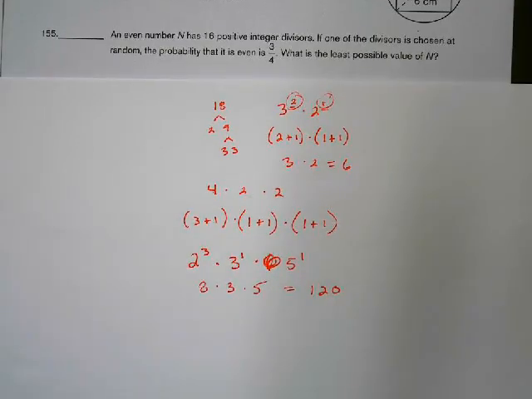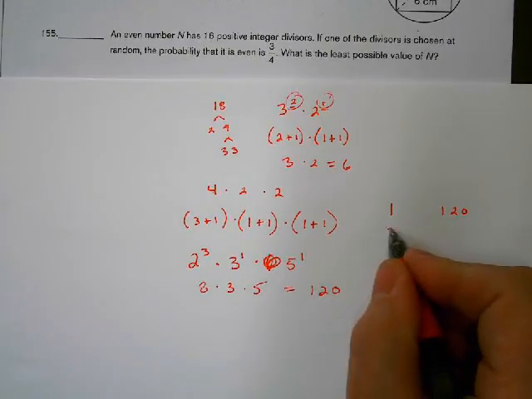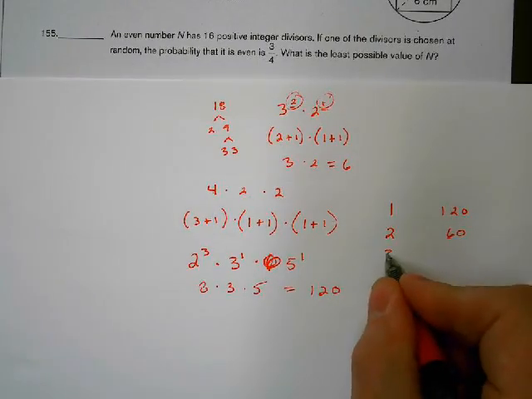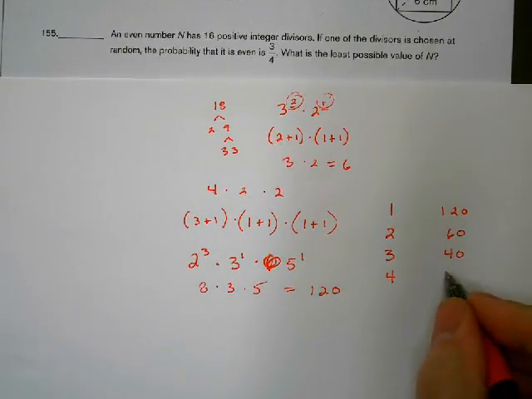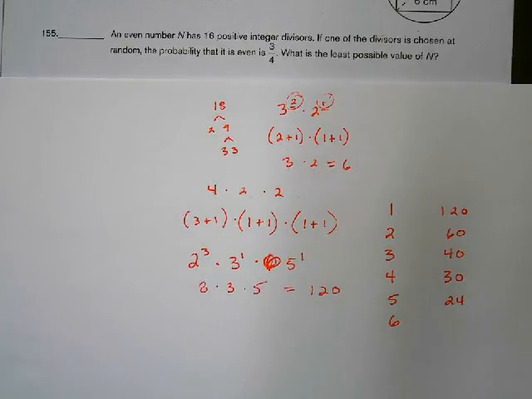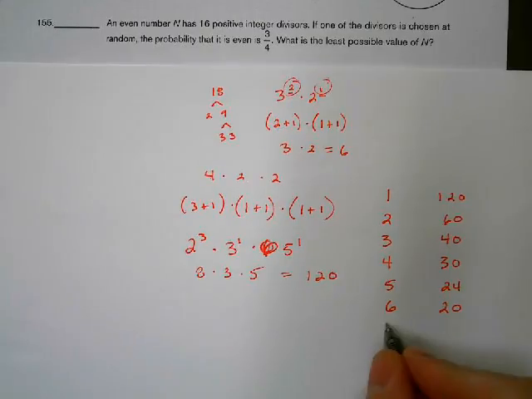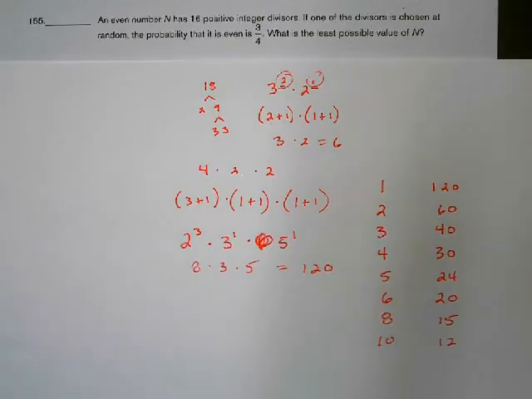Let's prove it does. So our first divisors would be 1 and 120, then 2 and 60, then 3 and 40, then 4 and 30, then 5 and 24, then 6 and 20, 7 doesn't work, 8 and 15, 9 doesn't work, 10 and 12. 1, 2, 3, 4, 5, 6, 7, 8. So 16 divisors there.